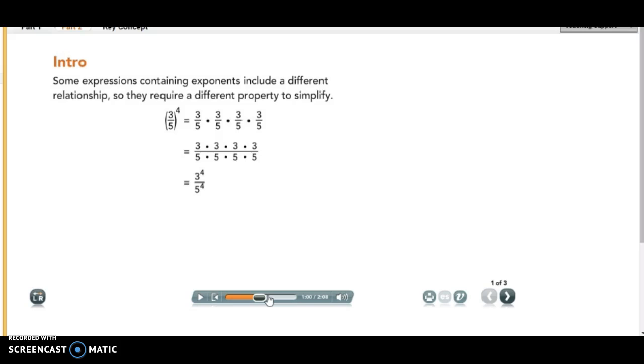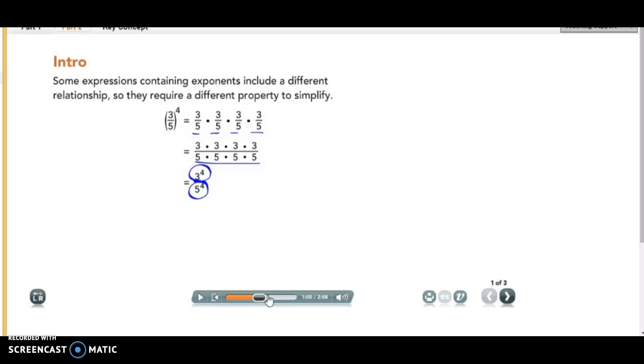Some expressions are going to contain exponents with different bases. So we need to take a quick look and see how we will work through this. So we have 3 fifths to the 4th power, which really means 3 fifths times itself 4 times. So we're going to multiply. When we multiply fractions, we just multiply going straight across. So we have 3 times 3 times 3 times 3, or 3 four times. And the same thing is true with the bottom. So we're going to have 5 times itself 4 times.